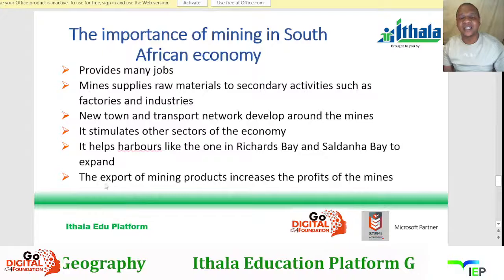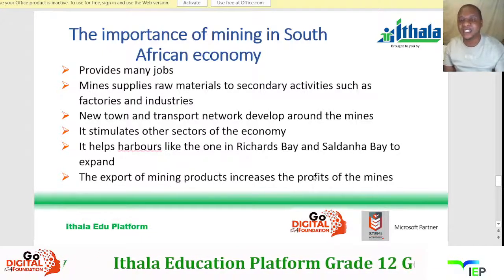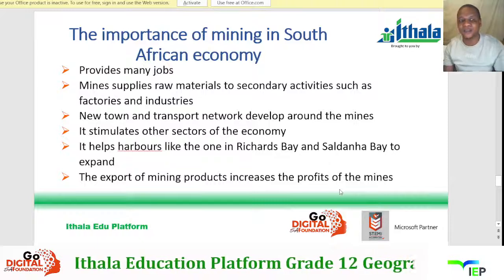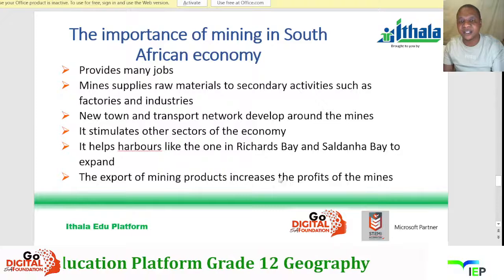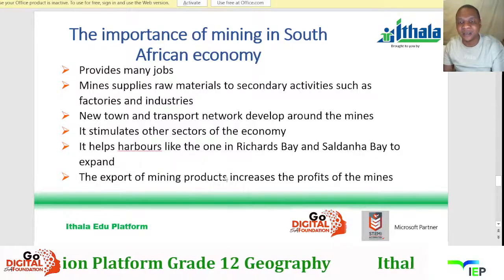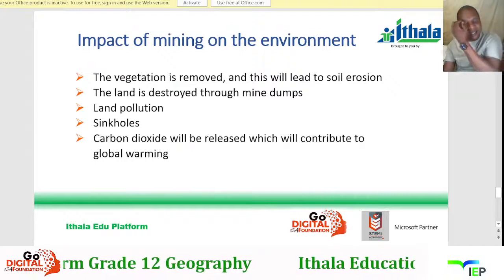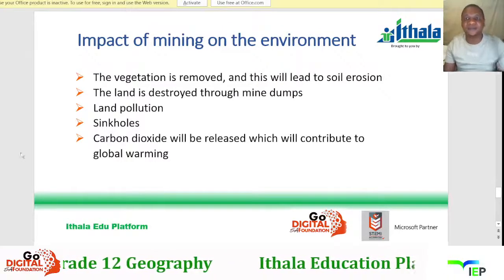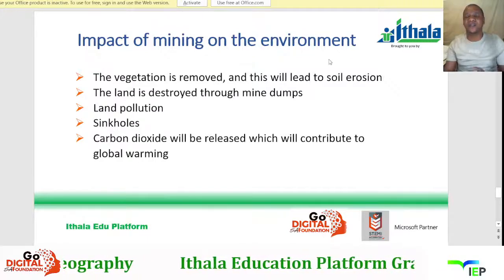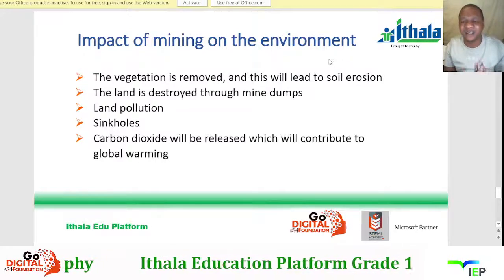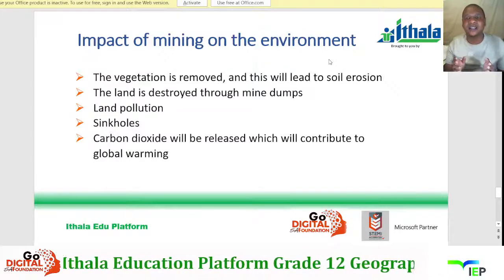And then also lastly, we have the exports of mining products will increase the profits of the mines, obviously. So profits of South Africa will increase because these mining products has been sold to overseas countries. Now let's just look at the impacts of the mining on the environment. It's very important, grade 12, in the form of a paragraph. Please write the impacts of mining on the environment.